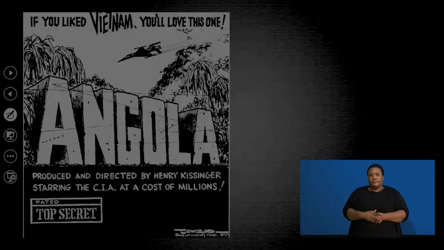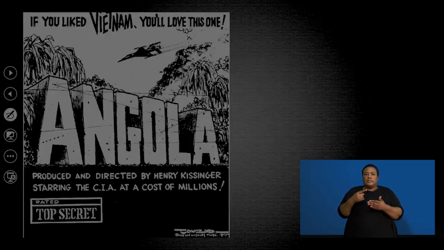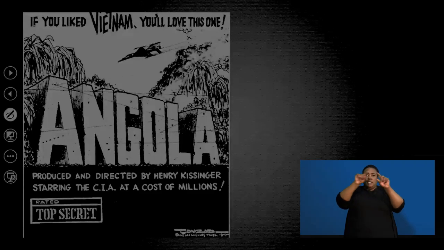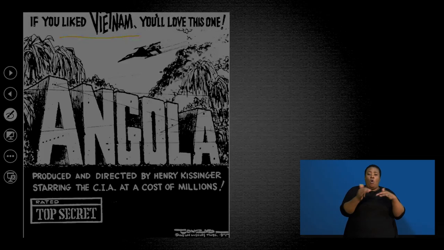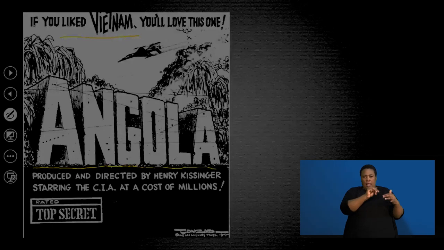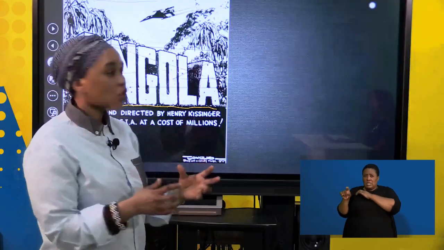Okay, so let's look at our example here. So you can see this is a cartoon, and there is the text. As I said before, it's very important to look at the text. It says, if you liked Vietnam, you'll love this. So already you can see that there is a comparison here between the war in Vietnam and the war in Angola. And you can see the word Angola is written in big letters. These letters are in your face.